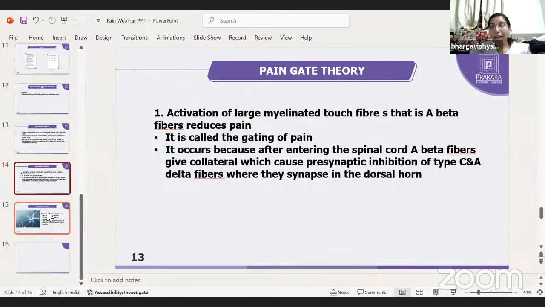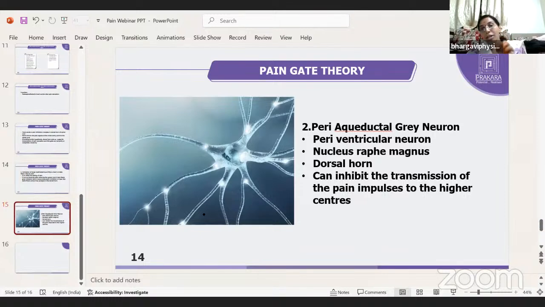Along with the fibers sending from the A beta fibers to the A delta and C fibers, it is also sending collaterals to the periaqueductal gray neuron, periventricular neuron, and nucleus raphe magnus. So collaterals from these A beta fibers are sent to the periaqueductal, periventricular, raphe magnus, and dorsal horn. Because of all these things, transmission of the pain impulses to the higher center is going to be prevented. When the transmission is not there, the person is not going to perceive any pain sensation.